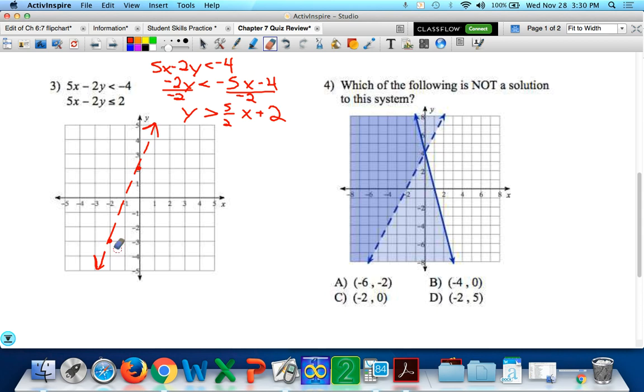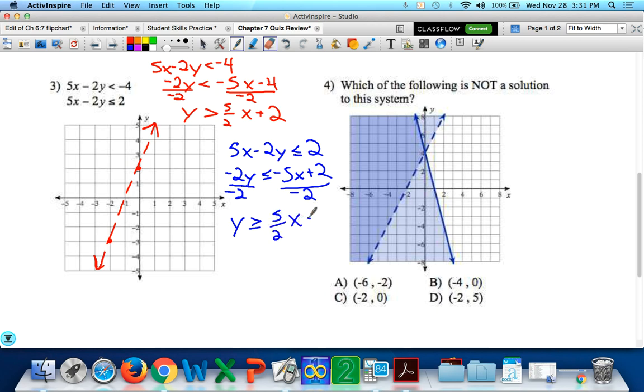For my blue equation, I have 5x minus 2y is less than or equal to 2. Same set of steps. Subtract 5x. We get negative 2y is less than or equal to negative 5x plus 2. Divide by negative 2. Don't forget to flip the sign again. Y is greater than or equal to 5/2 x minus 1. So now we're going to start at negative 1 and go up 1, 2, 3, 4, 5 over 2.